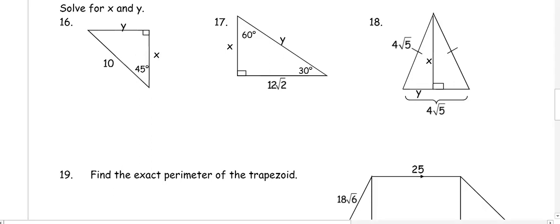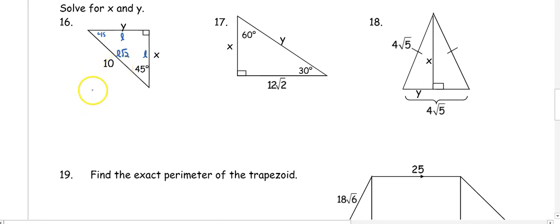This video is for 16 through 21. So in number 16, we have a 90 degrees and a 45. So there's another 45-degree angle. So this is a 45, 45, 90. Remember, across from the 45 is our L side, and across from the hypotenuse is L root 2.